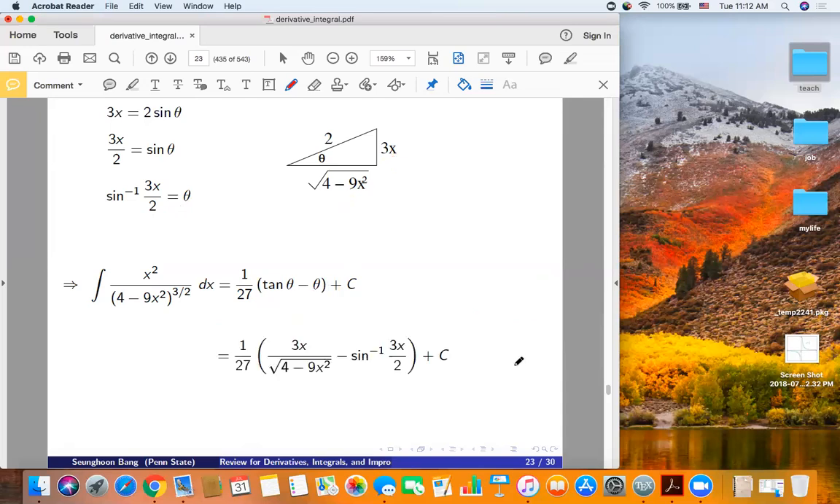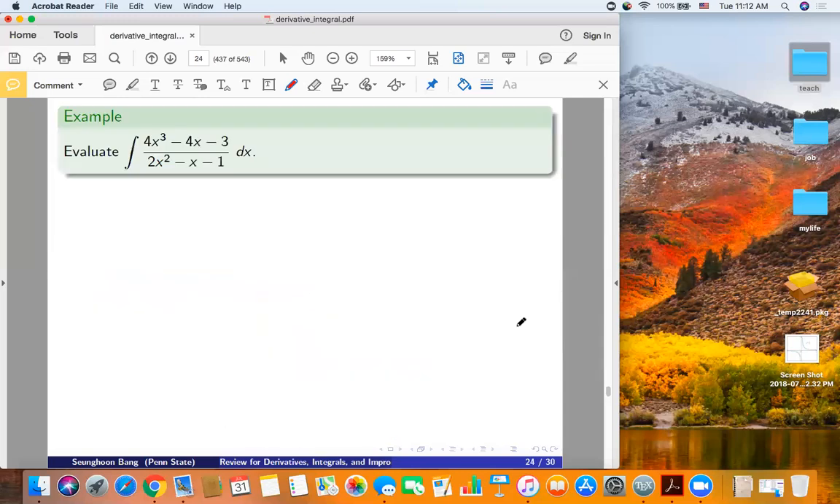So like this. Next, simplify. Distribute 1 over 27, so 3 is crossed out. We get x over 9 square root of 4 minus 9x squared minus 1 over 27 inverse sine of 3x over 2. This is the answer. The next problem.